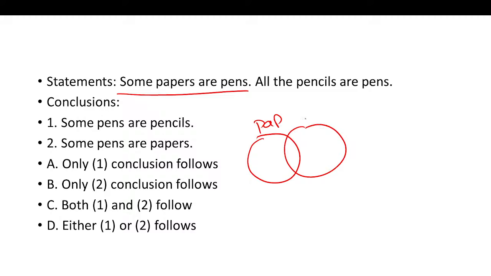Some papers are pens. And next, all pencils are pens. All pencils are inside the pens. Look at the first conclusion. Some pens are pencils. This is the pens circle. In this circle, a small portion is related to pencils. So some pens are becoming pencils. Yes, true. Second one is: some pens are papers. Some part of the pens is becoming papers. Yes. Option is both. Conclusions 1 and 2 follow.